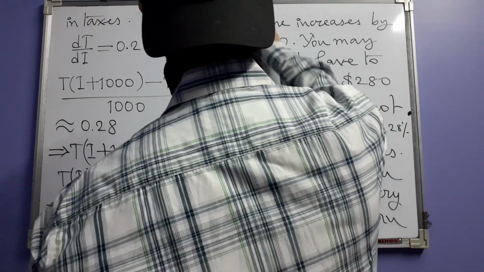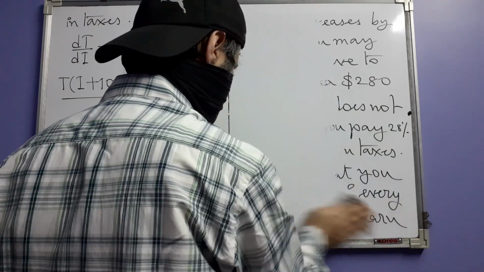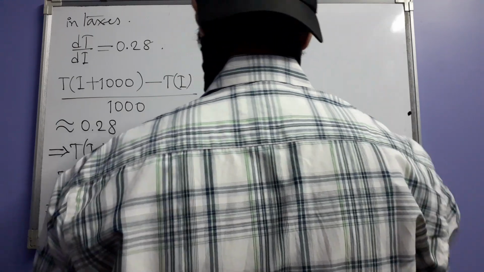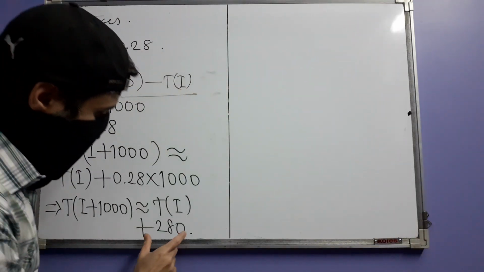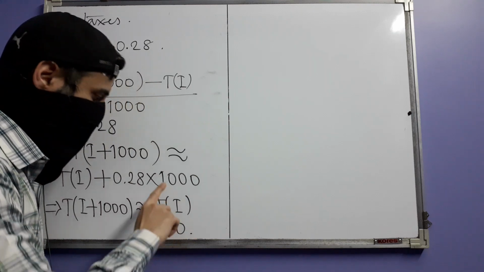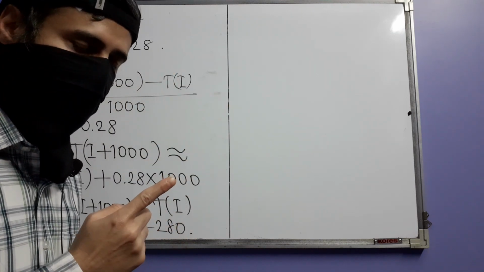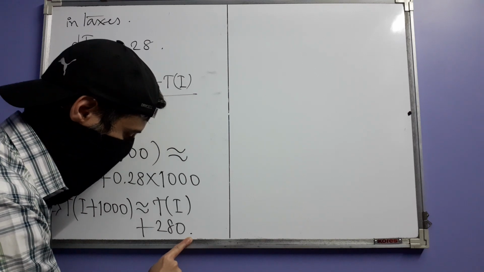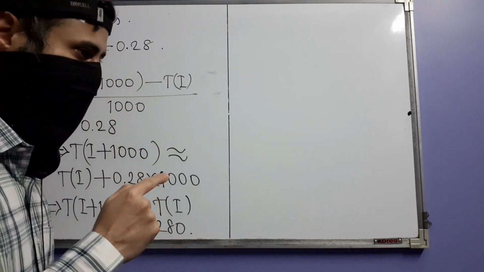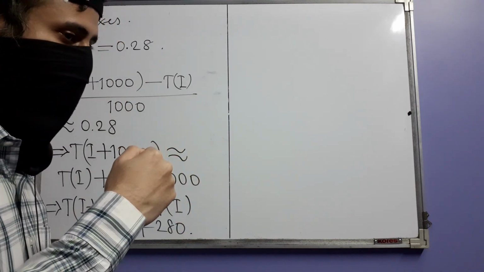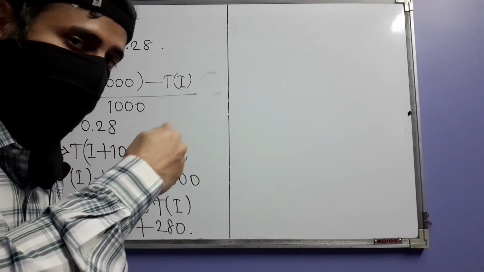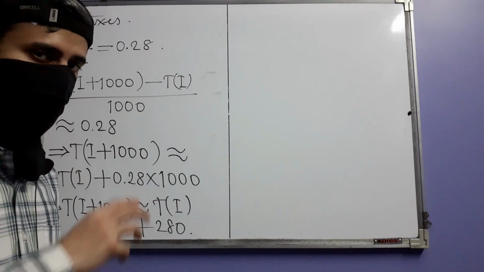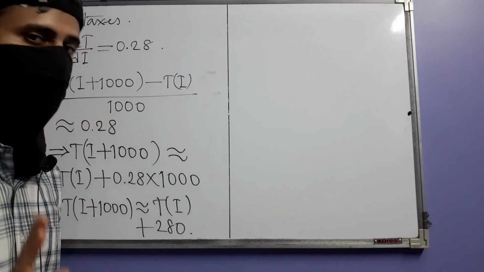Which means that if you again divide this by 1000, because your income increased by $1000, so if you divide only this one, 280 by 1000, then that is the extra tax that you pay for every extra dollar that you are earning. Okay, so that's what is going on here.